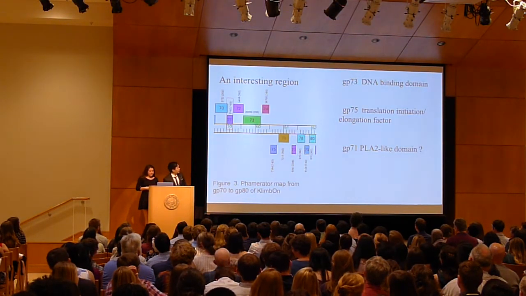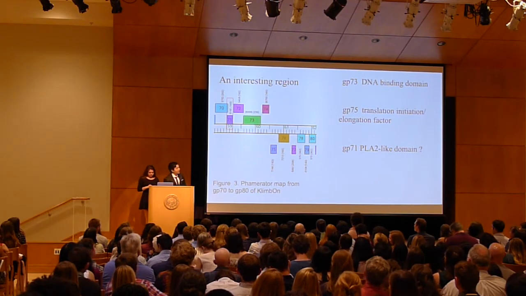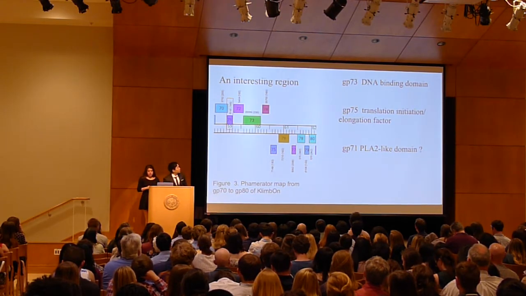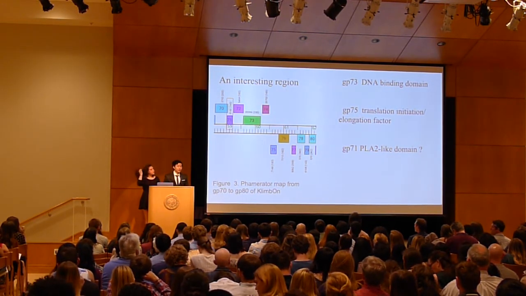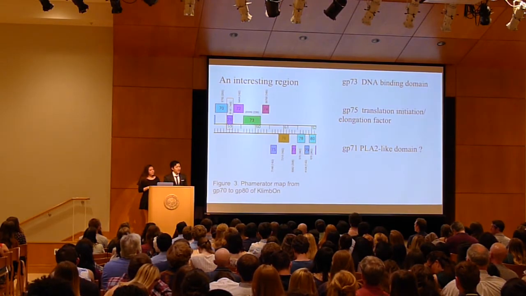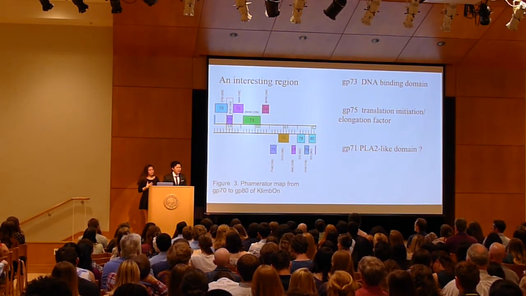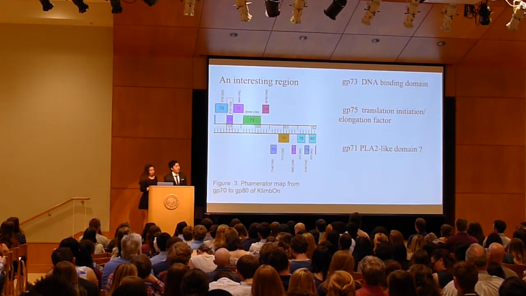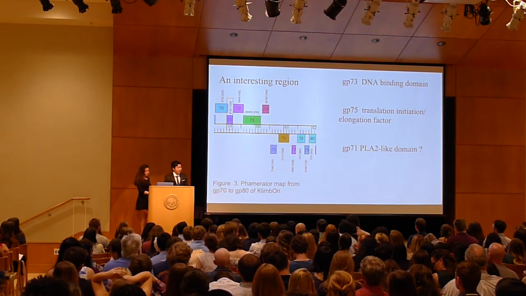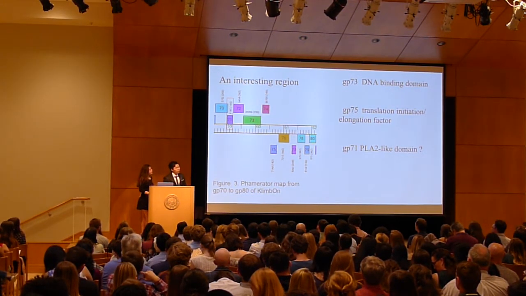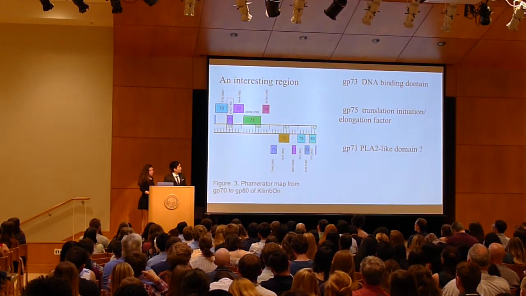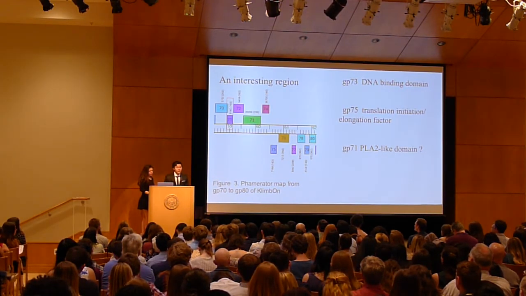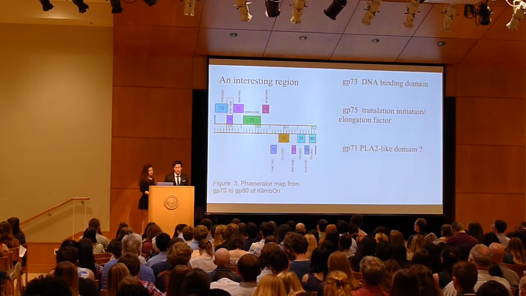Here's another interesting region. This is the family map of GP70 to GP80 of Timebomb. According to our annotation, GP73 is a DNA binding domain, and GP75 is a translation initiation and elongation factor. But GP71 is called a PLA2-like domain, which is different from all the other transcription and translation regulators. What's more interesting is that through HHpred, we found this GP71 PLA2-like domain in all B1 cluster phages. This inspired us to go on with our research.